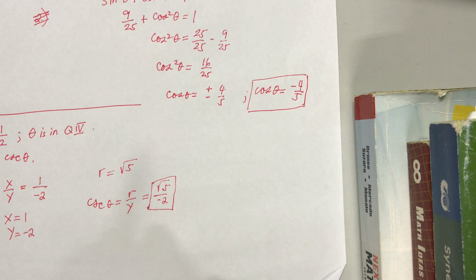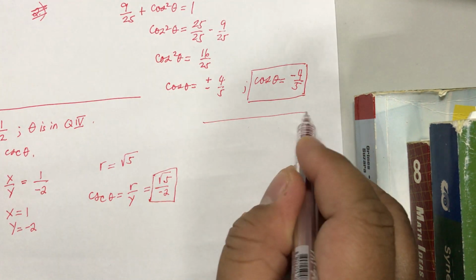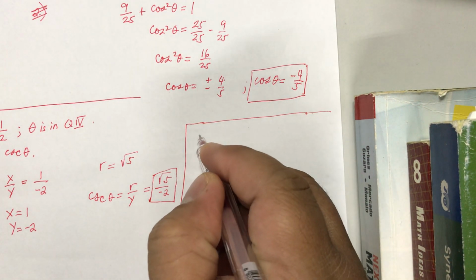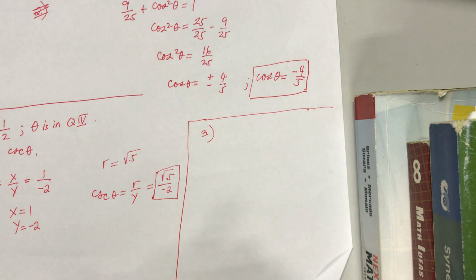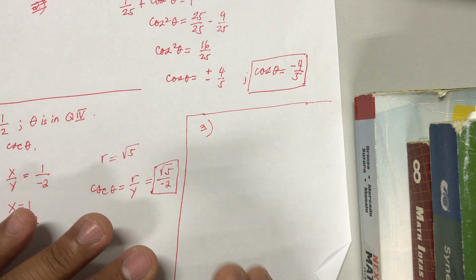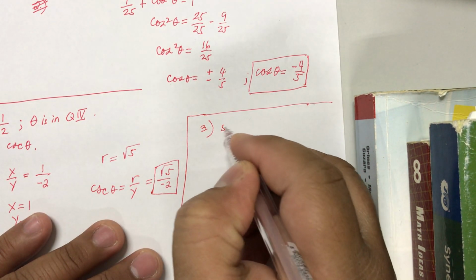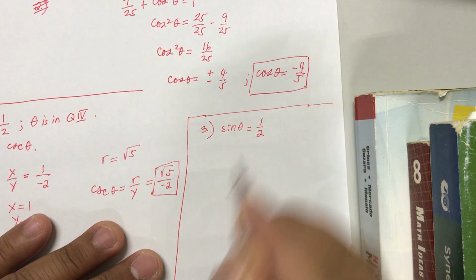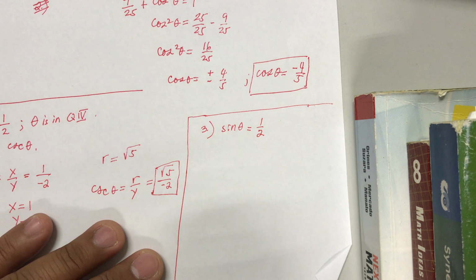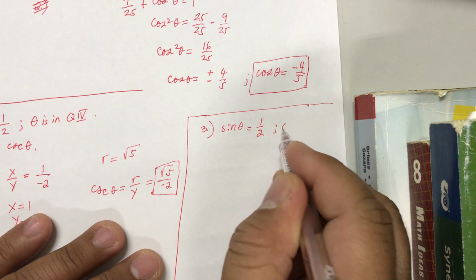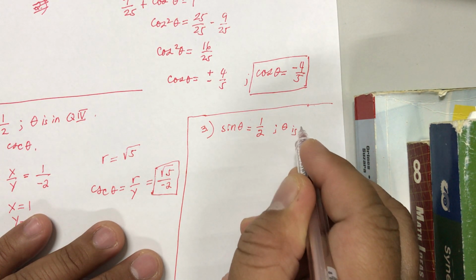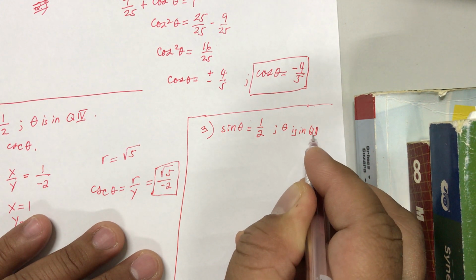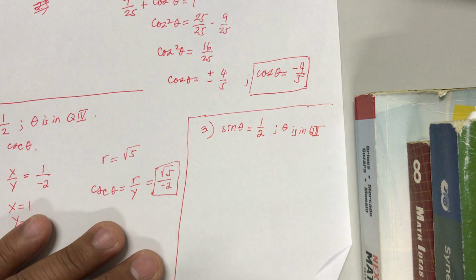Let's have number 3. I'll just rewrite it since ano siya sa taas. Given sin theta is 1/2, positive 1/2. Theta is in quadrant 2. Okay. Theta is in quadrant 2.